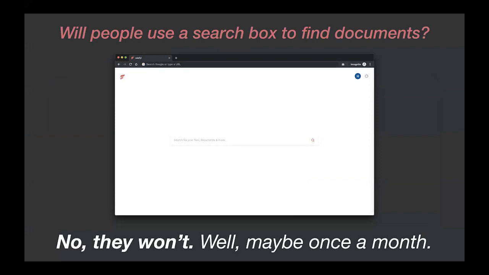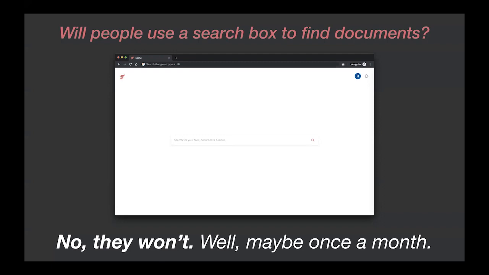And so what we learned is basically that they won't. They don't use a search box. They won't use a search box to find their documents. What we actually learned is that they'll maybe use it once a month, but they won't use it that much. And it was just from asking this key question that I mentioned, which is, will people use a search box to find documents? And the answer is basically no.